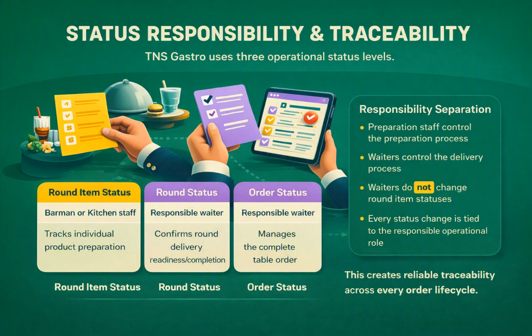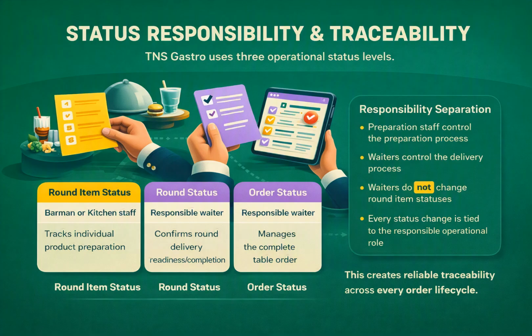The next level is the round status. A round contains 1 or more round items. A round cannot be completed while 1 or more round items are still in an unfinished operational status. However, the round is not completed automatically. Once all items have reached their required status, the round becomes ready for completion.